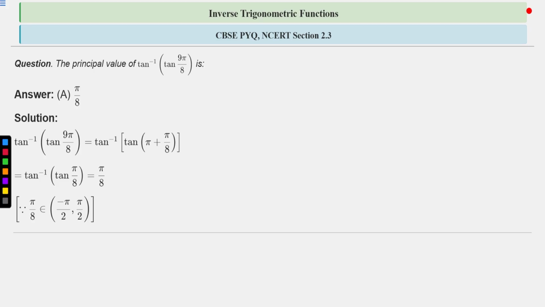Clear? And obviously, pi by 8 belongs to minus pi by 2 to pi by 2, isn't it? Therefore, the correct answer will be pi by 8. Got it? So option A will be the correct one. Okay? Let us move to the next question.